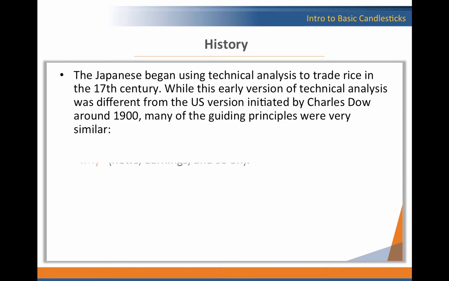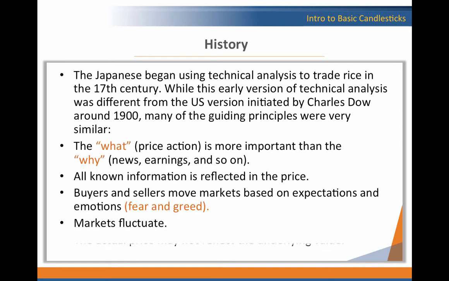A little bit about the history. The Japanese began using technical analysis to trade rice in the 17th century. While this early version of technical analysis was different from the US version initiated by Charles Dow around 1900, many of the guiding principles were very similar.